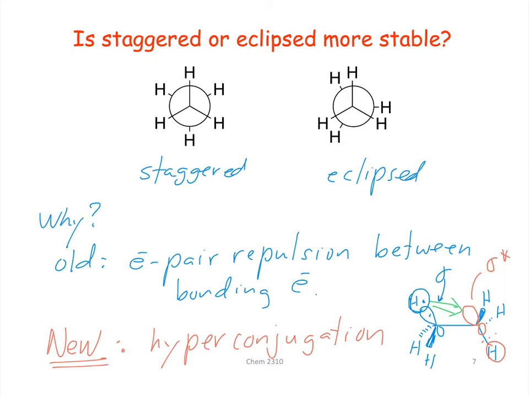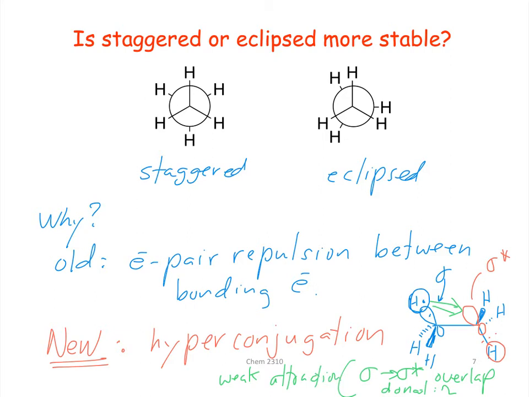This sigma would be to another sigma star over here. This one here would be to another sigma star here, and backwards the other way as well. Okay, so there's this little thing of sigma to sigma star. We'll just call this an overlap, or donation. Okay, and this is just a weak attraction.